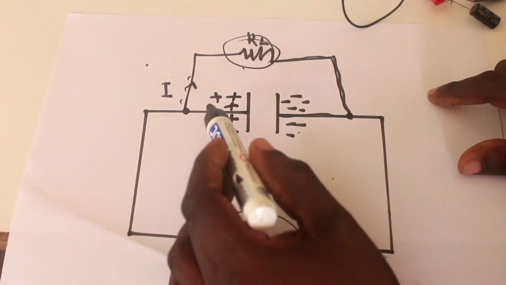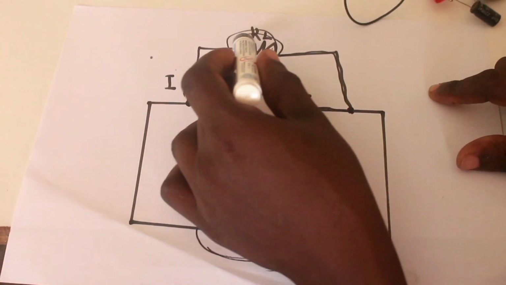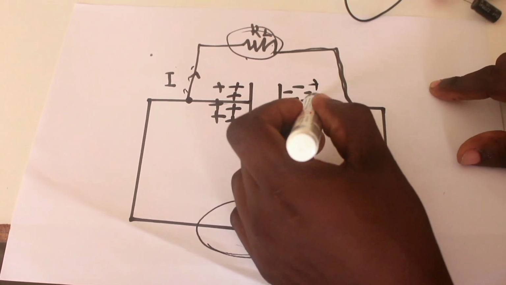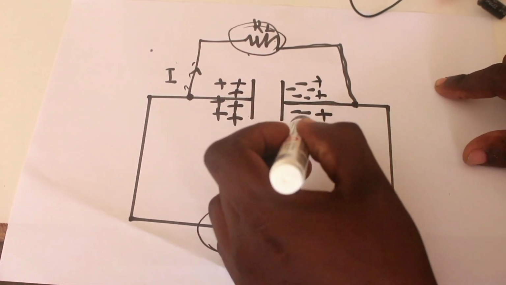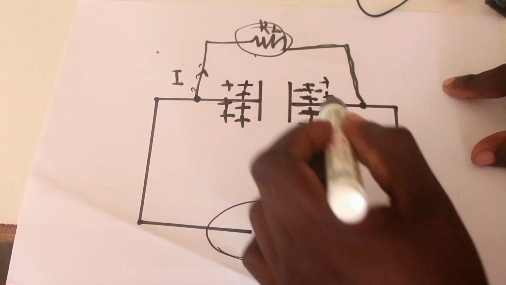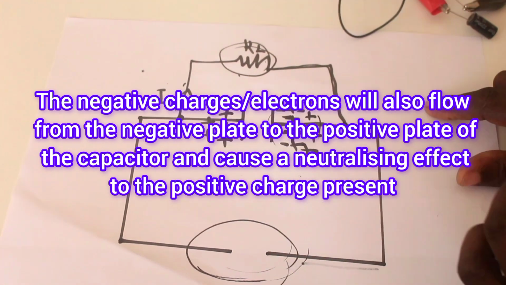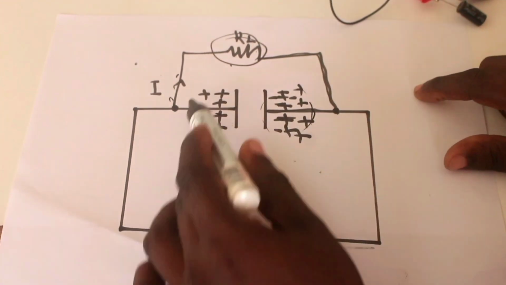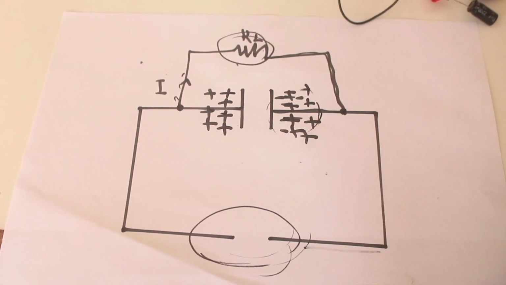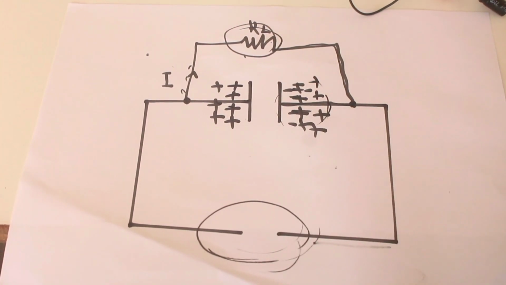And when it returns, this positive charge will accumulate on the negative side, causing a neutralizing effect on the negative charge there, and this causes the capacitor to be discharged. Now, that is how our capacitor works.